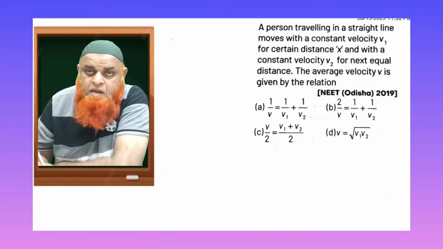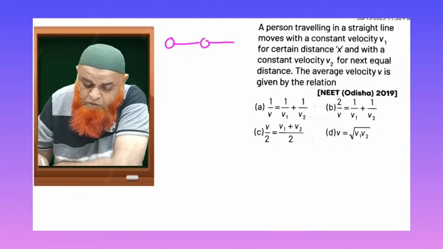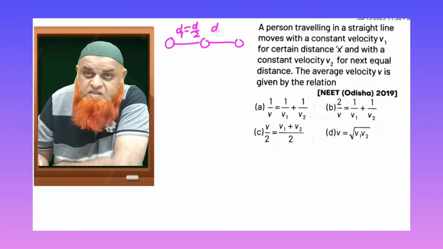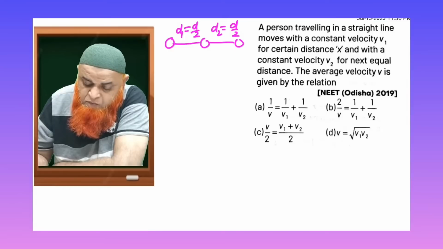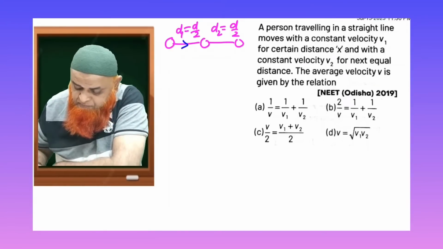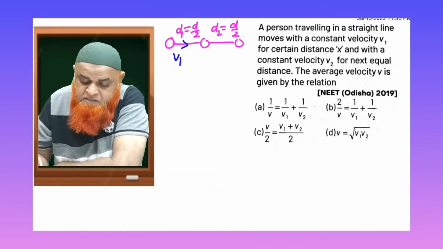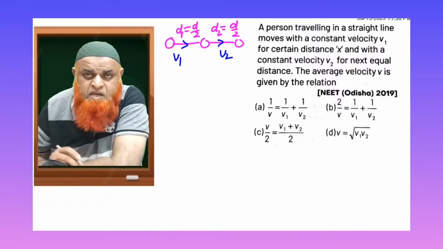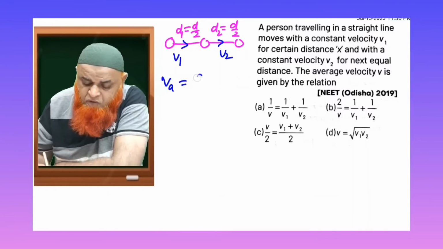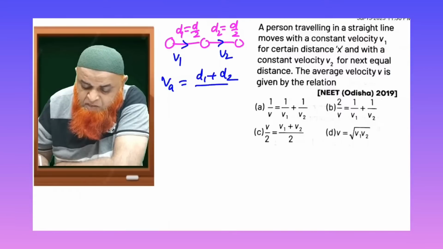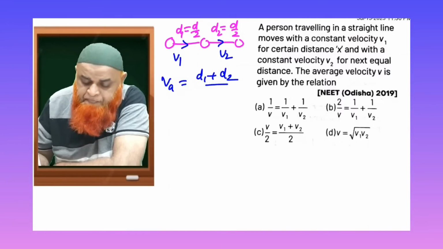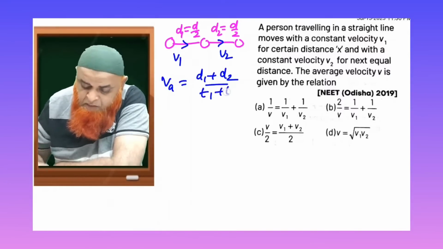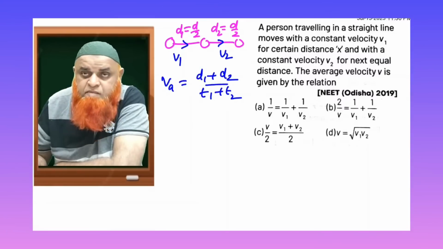So here, it is said in the problem that a body travels d1 first half of the distance and d2 the second half of the distance. In the first half of the distance it moves with speed v1, in the second half of the distance it moves with speed v2. Then what is the general formula? The general formula is average speed is nothing but total distance traveled by total time taken.